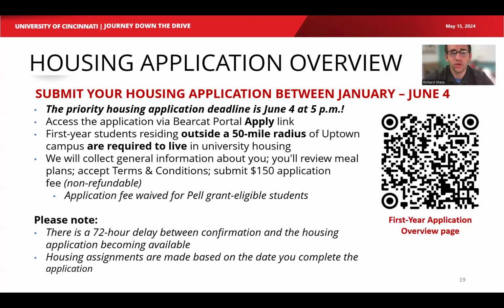I do want you all to know that generally after you've confirmed, there may be a bit of a delay before you're able to access the housing application. It can take up to 72 hours. Usually it's faster, but if any of you have just confirmed recently, maybe within the last day or so, if you go into the housing application right now, you might not see anything there. So give it a day or two. But the important thing is to make sure that you're applying before June 4th, which is next Tuesday.